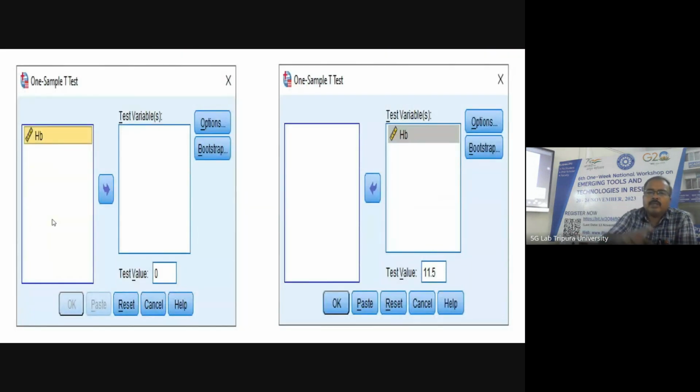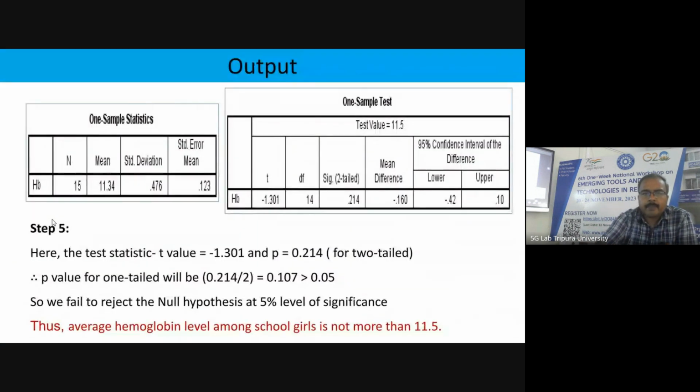Again, hemoglobin, it will come here. You just write OK, the result will come. See, the T value is minus 1.301, and the P value is 0.214 for two-tail. Therefore, the p value for one tail will be 0.214 divided by 2. That is 0.107, which is greater than 0.05.